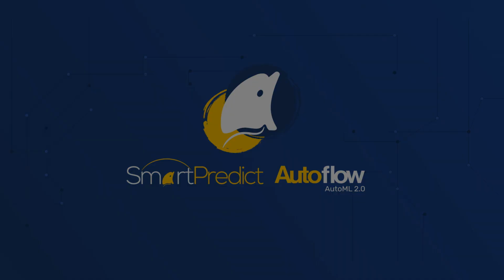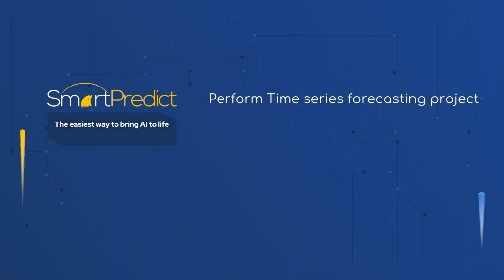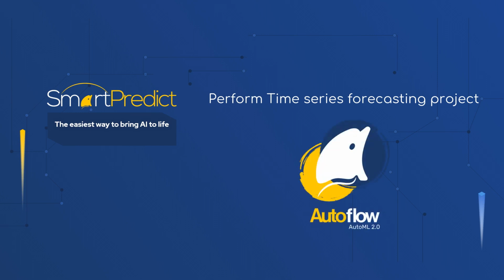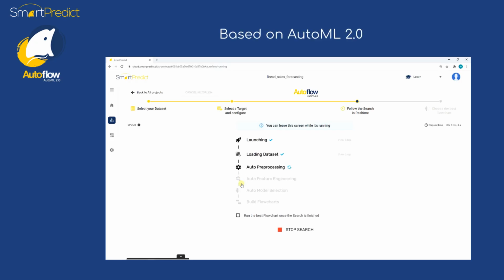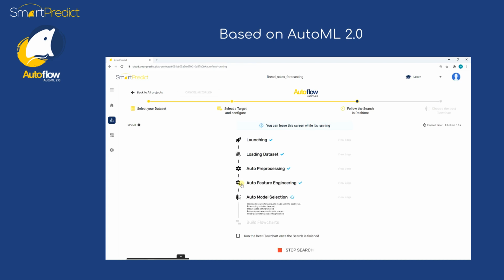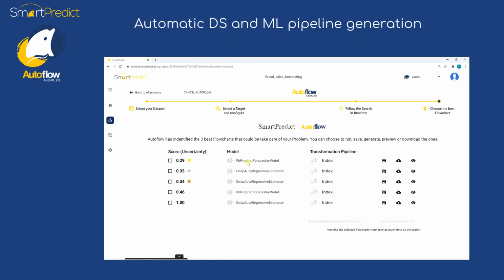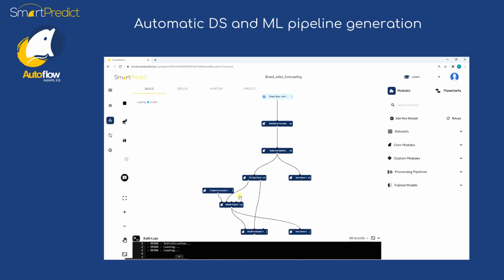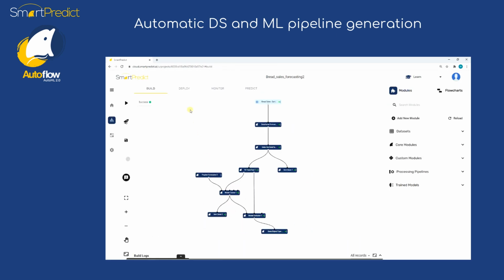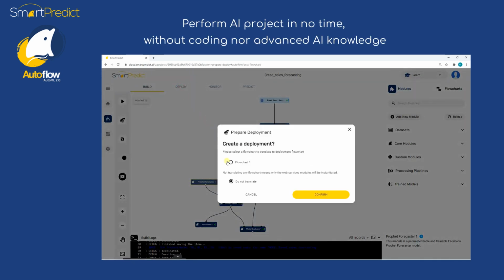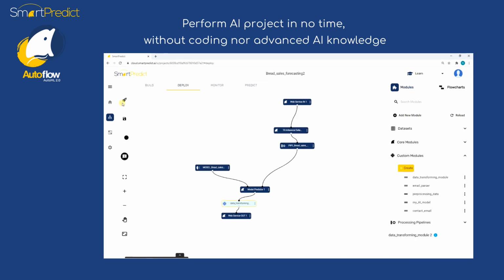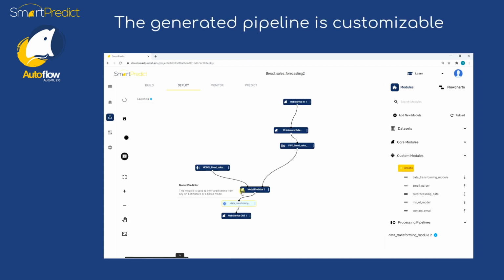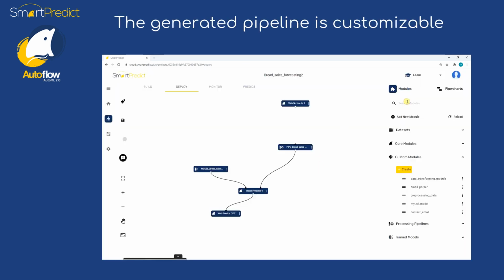At the end of this tutorial, you will be able to perform a time series forecasting project quickly with SmartPredict Autoflow. That is to say, making predictions that involve a time component. Based on AutoML 2.0, Autoflow is SP's groundbreaking approach for automatic DS and ML pipeline generation. In other words, the users will be able to perform an AI project in no time, without coding nor advanced AI knowledge. What's more, what differentiates SmartPredict Autoflow is the ability to be configured even after the deployment.